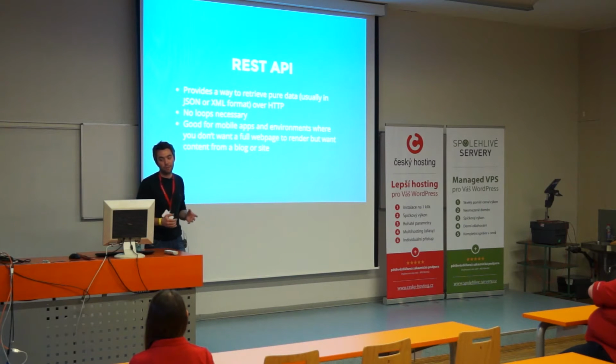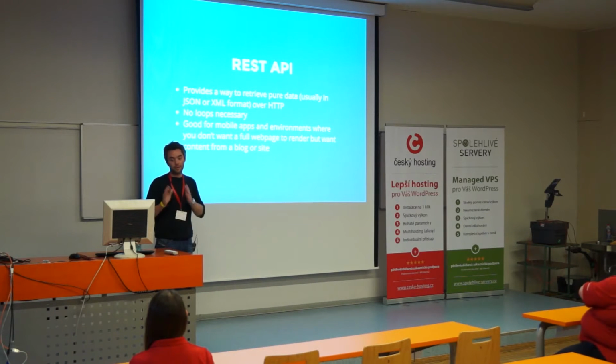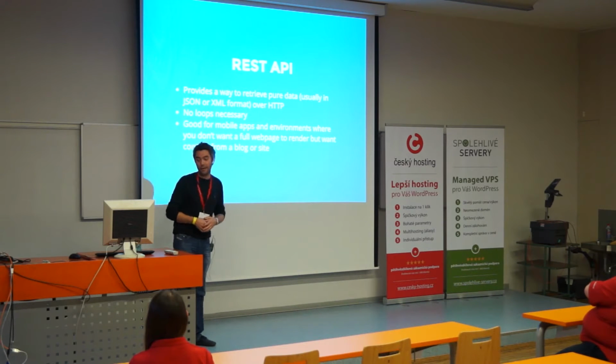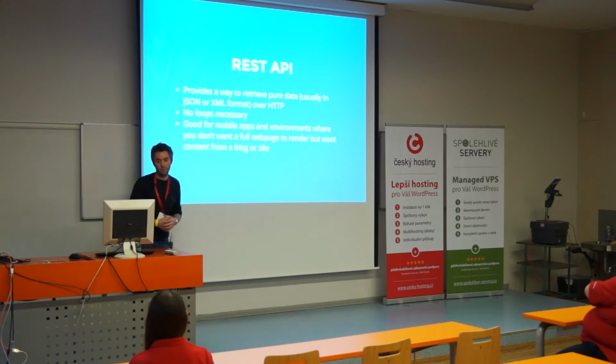What it essentially does is it provides a way to retrieve pure data from, in this case, a WordPress website using HTTP. Whereas normally if you're building a theme, you would have to program a loop in PHP, and that's how you would get your content out of your blog. This just gives you the data straight up, and you don't need to do any programming as such to get that data. So obviously it's good for mobile apps and environments where you don't want a full web page to render, but you want to get content from your blog or site.